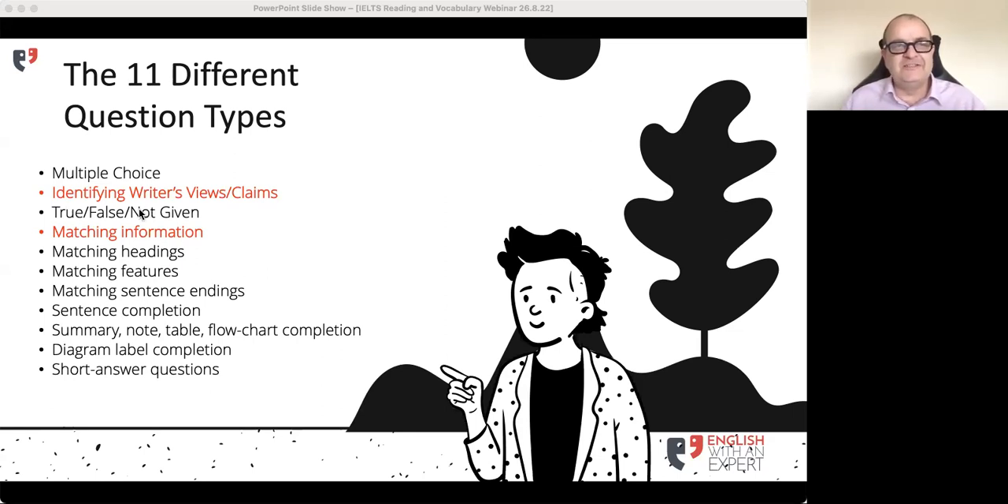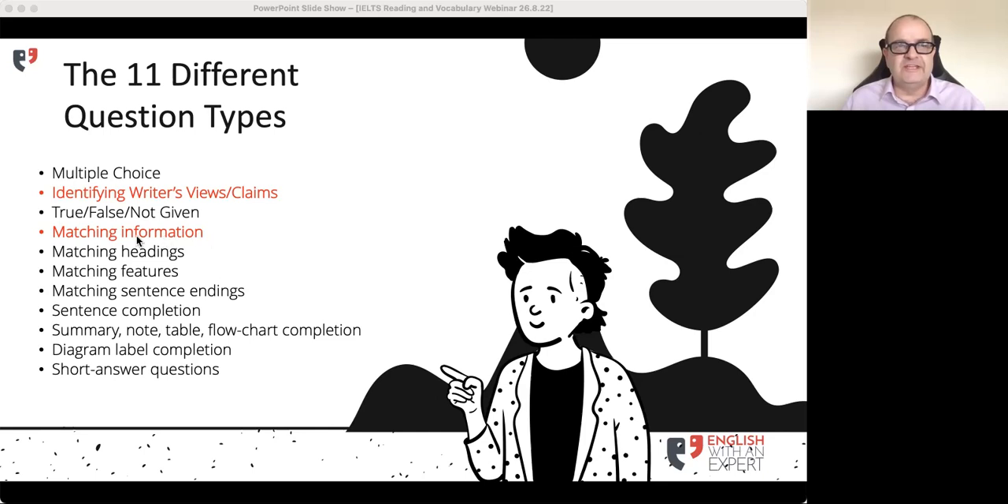Now, identifying writers' views or claims, what it really means is the yes, no, not given questions. So these questions are yes, no, not given. Now, analysis of the tests has shown that these are the questions which people find the most difficult and where they make the most mistakes, especially the difference between no and not given. And we're going to talk about that later.